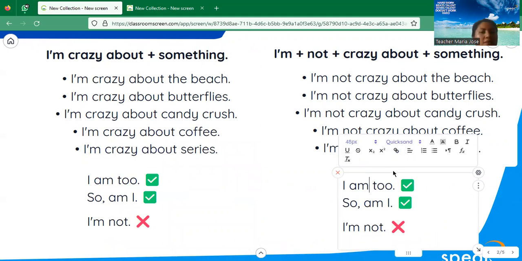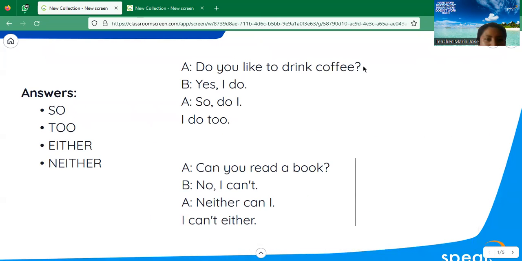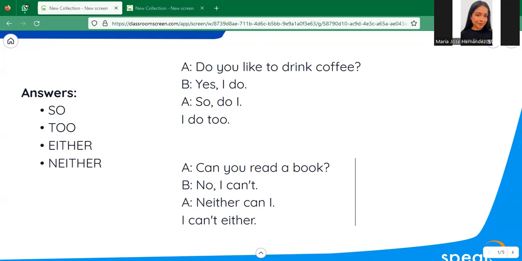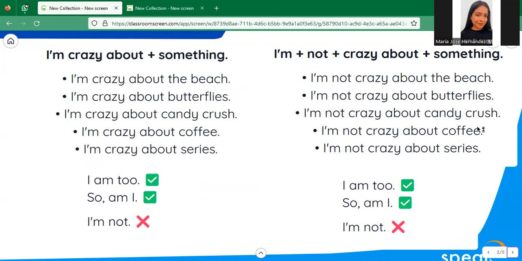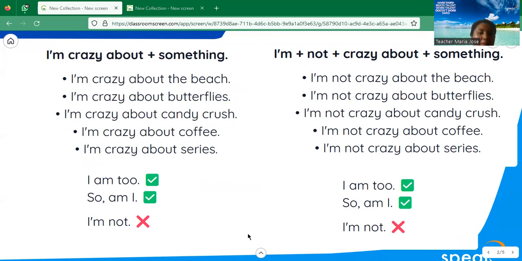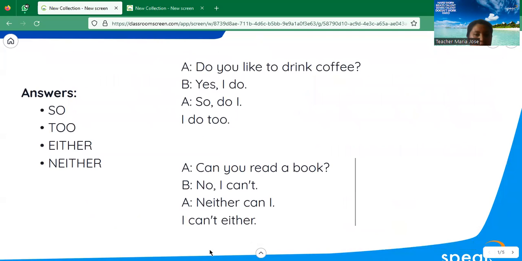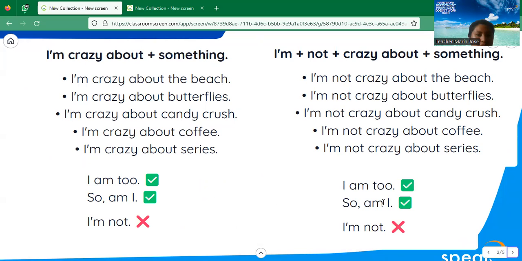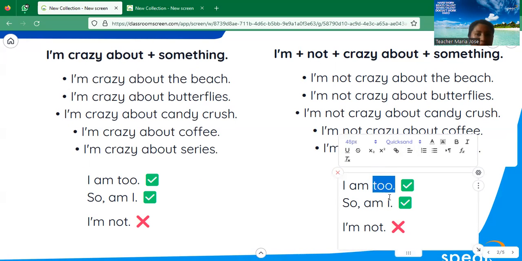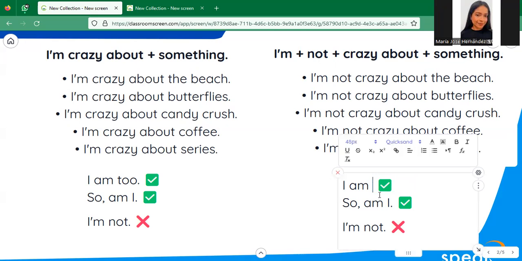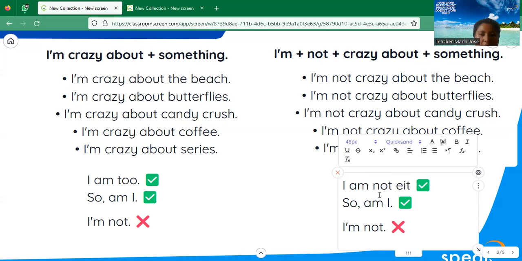If I want to agree with this, what could be the answer? I'm going to show you again the options. No, I am not. Okay. I can say I am not. But remember that with the negative expressions, we use neither or either. So how can I use it here? I am not either. Excellent. I'm not either.